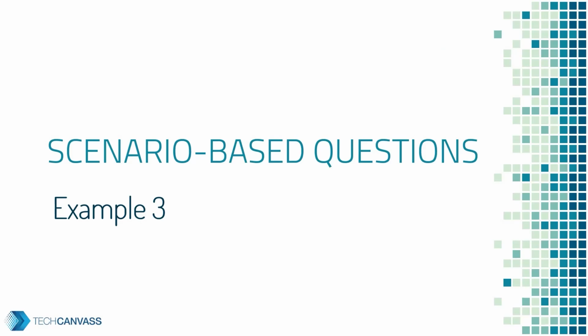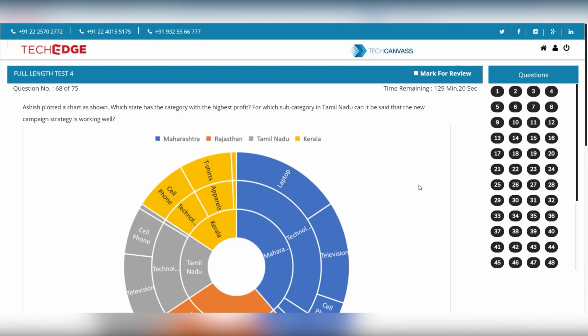Excellent. We already finished 2 examples. Let us move on to the third example. Okay, let's read the question. So we can see that this question has a diagram or a chart. So Ashish plotted a chart as shown. Which state has the category with the highest profit? For which subcategory in Tamil Nadu can it be said that the new campaign strategy is working well? So now we can see that here we have 2 questions that need to be answered separately.